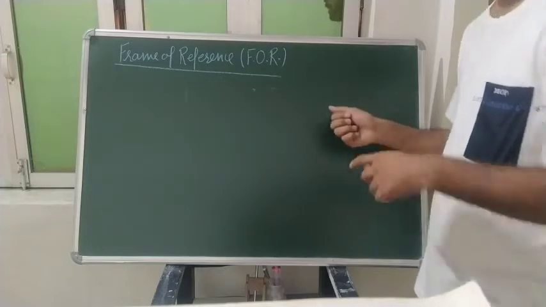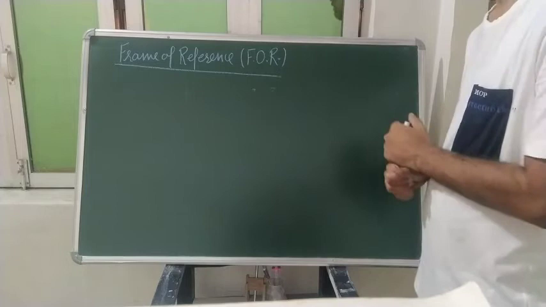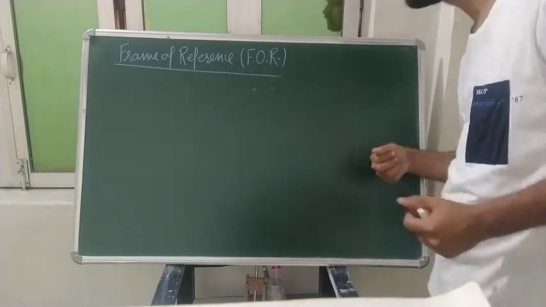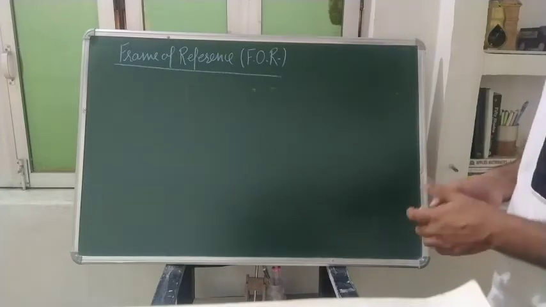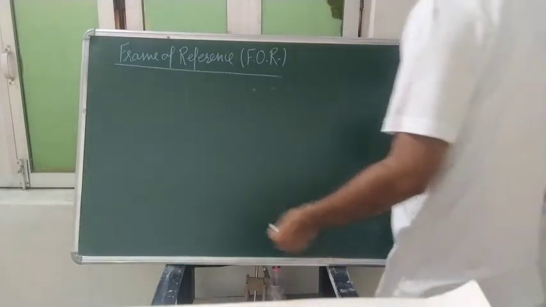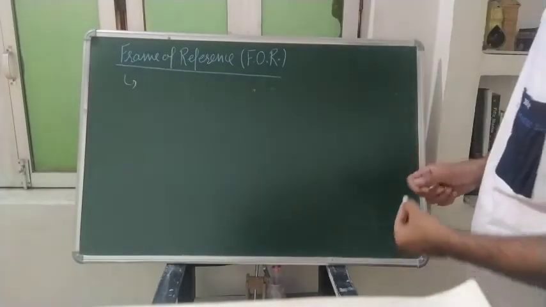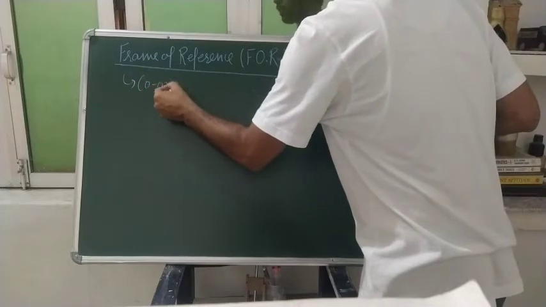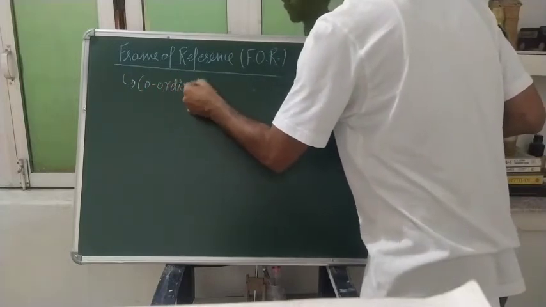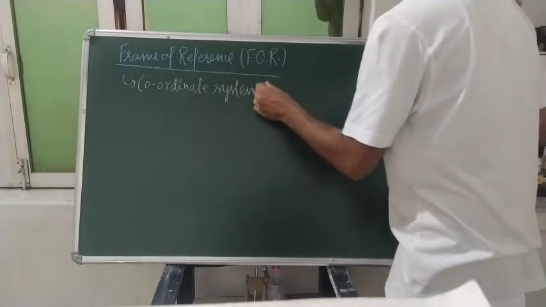So from a different frame of reference, things have changed. So it is the general way of understanding the frame of reference. We will talk more about it. First, what is a frame of reference? A frame of reference is a coordinate system in space.